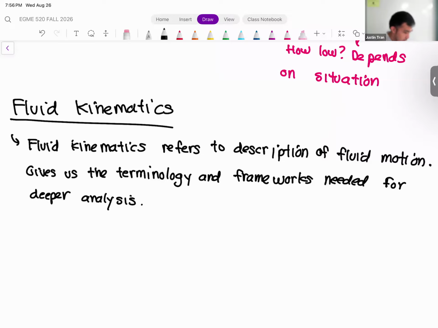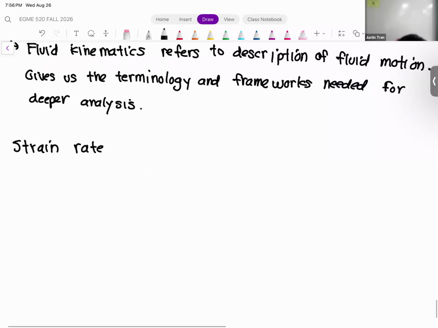So the first topic within kinematics that I want to go to is a revisit of one thing that we just introduced, this idea of strain rates within a fluid. All right, so let's come back to that idea and give a more rigorous definition of what the strain rate represents. So the strain rate of a fluid basically represents how quickly a fluid parcel, a section of fluid, deforms as a function of time.